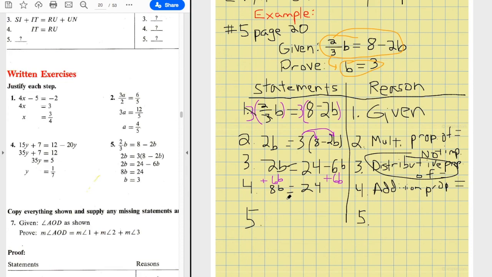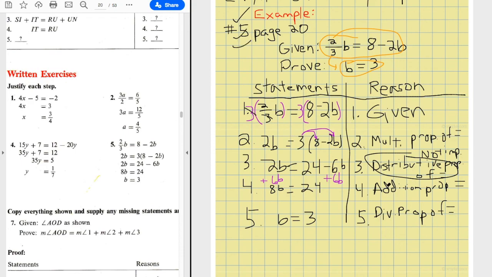What's my last step, guys? Yes, I've got to establish that b equals 3. Why do I know that b equals 3? Well, I knew that if 8b equaled 24, and I know it is, I've proven that so far, then what would follow from that is that b would have to equal 3 because we simply divided both sides. So the last step is the division property of equality. And there we have it. We have done number 5. Number 5 is good to go.